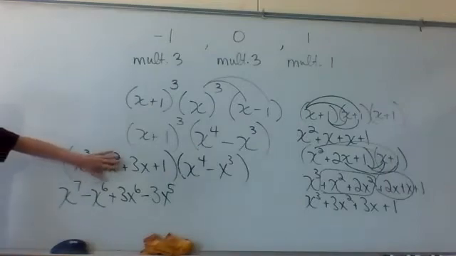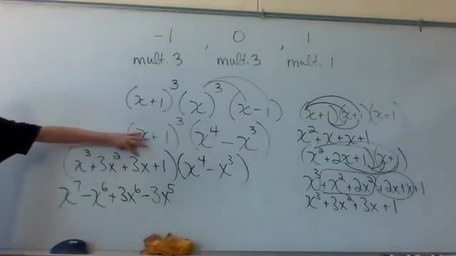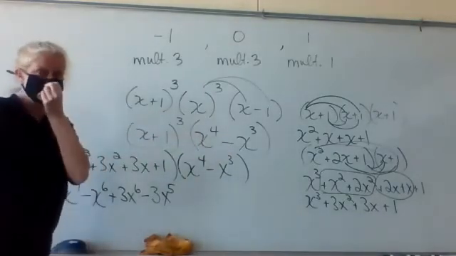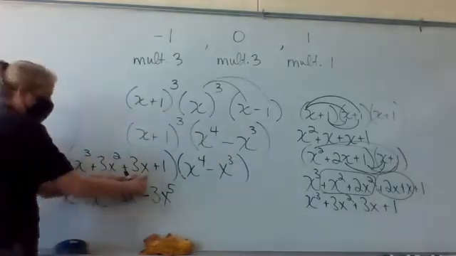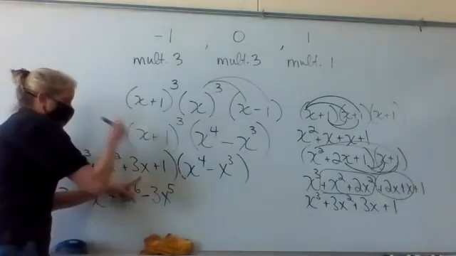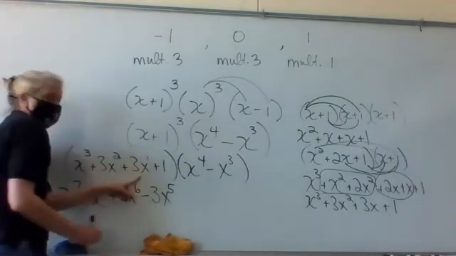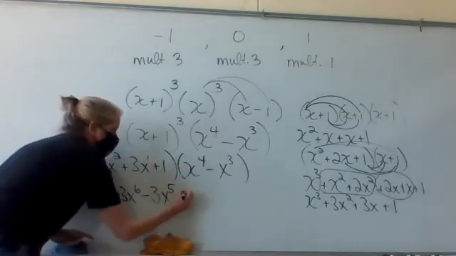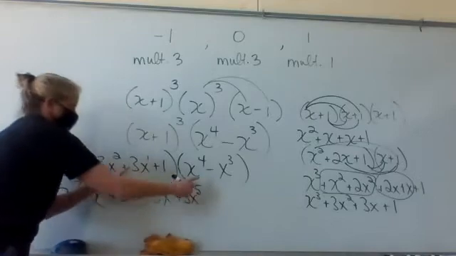So I've done the 3x squared. So I've done both of those. Now I'll move to the 3x and do it to both of those. So let's see, I've got 3x times x to the 4th. So I'm going to add those exponents, which will give me 3x to the 5th.